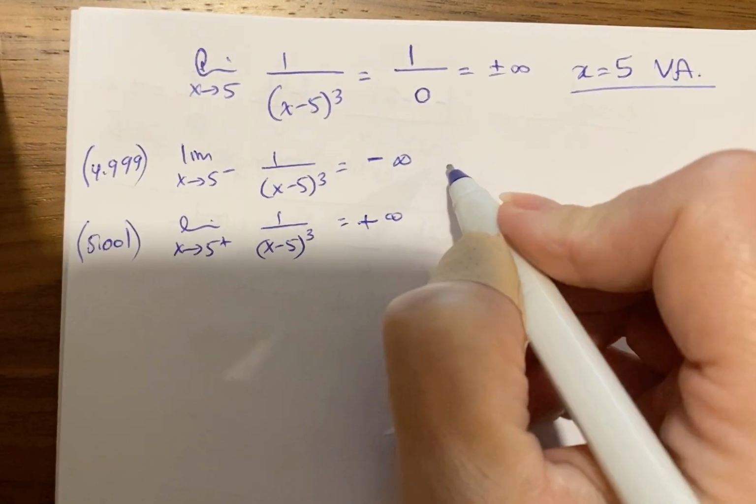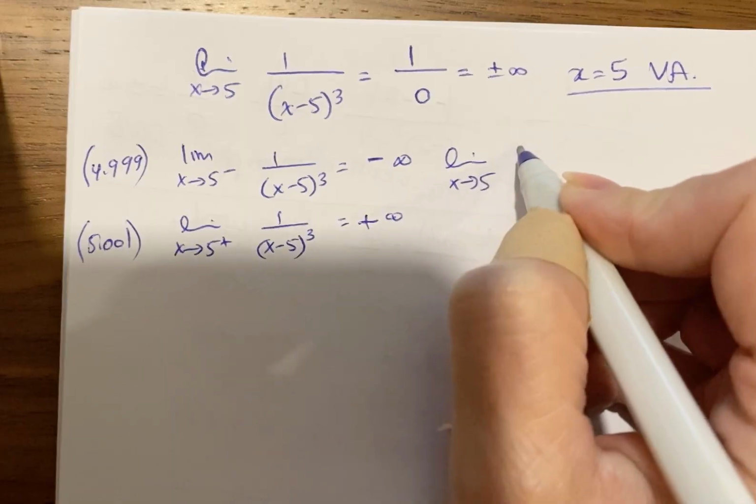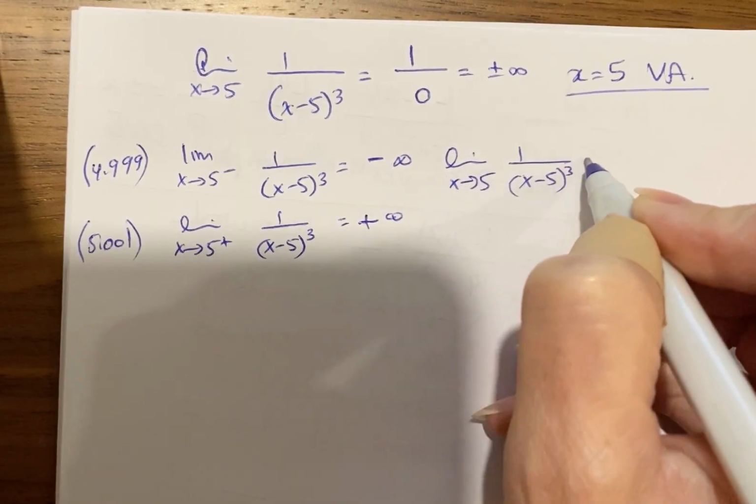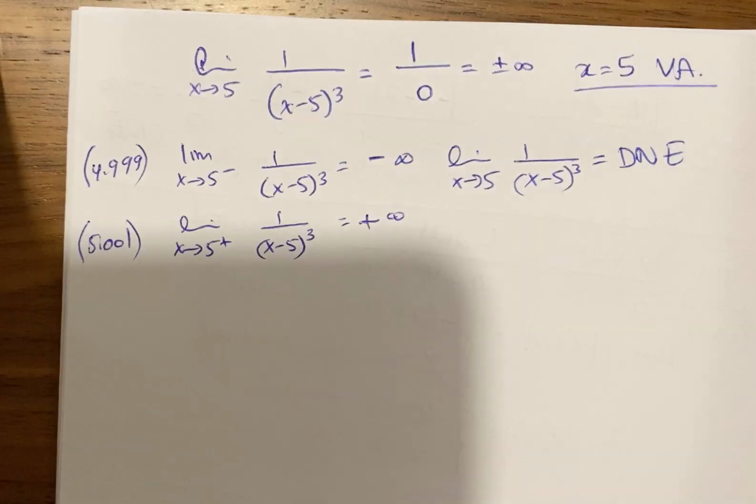Since the limits from the left and the right do not share the sign, I cannot say that the limit here is infinity. What do I have to say? I have to say that this limit does not exist.